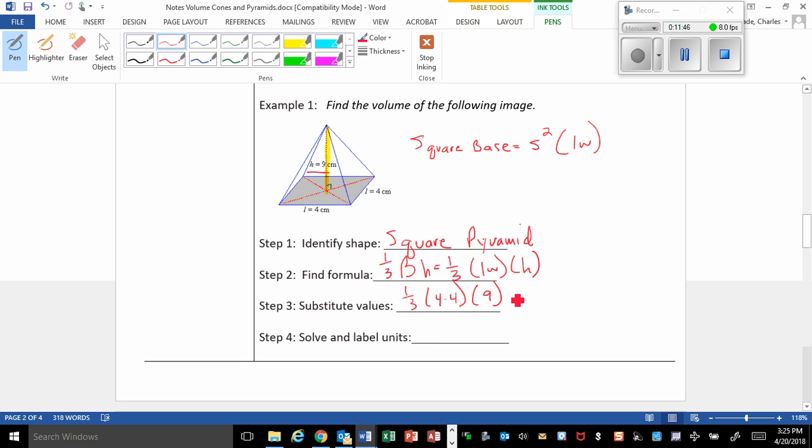So then we're going to go 1/3 times 16 times 9. Now here's what I want you to eventually get to. I can look at 1/3 and 9 and see that 3 can go into 9 evenly, so I'm going to do those two first. You don't have to, you have a calculator, but I'd like you to be able to go, well, 1/3 of 9 is 3, and 3 times 16 is 48, correct? Anybody check my work here. 48 centimeters cubed.